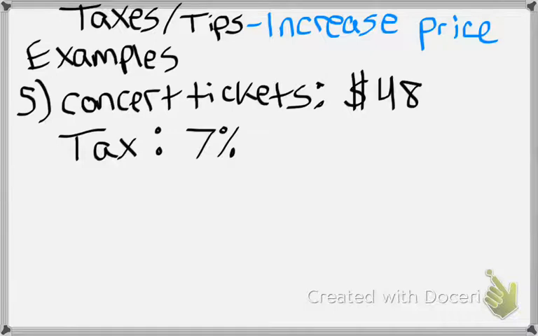So let's say, for example, you were buying concert tickets, and those concert tickets had a price tag of $48. You're buying them in a place where you have sales tax of 7%. Your job is to find the total price, and we're talking money, so you're going to round it to the nearest cent. In other words, mathematically, rounding to the nearest hundredth, meaning 2 numbers after the decimal. So make sure you increase your cost.